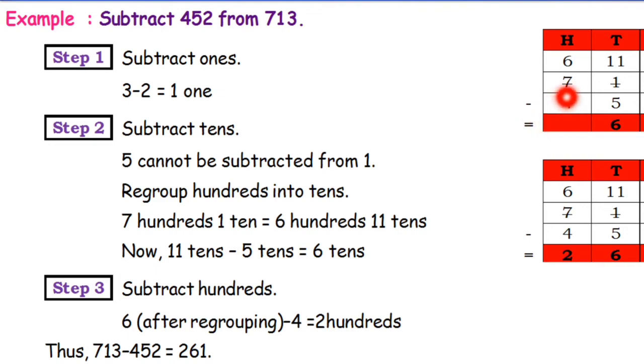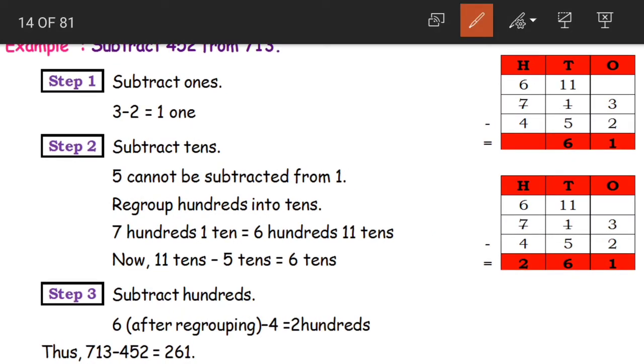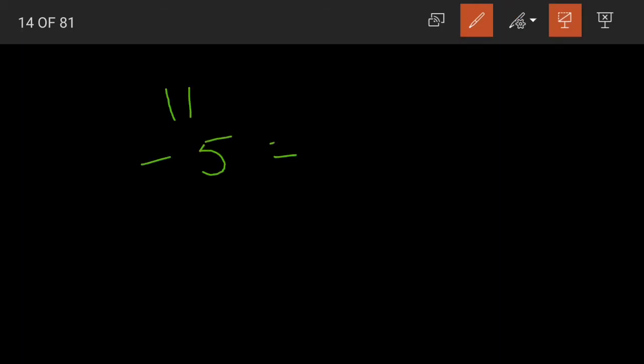Here what do we have? 7 hundreds and 1 tens. Yes, 7 hundreds and 1 tens. What will it become? 7 minus 1 is 6, and this 1 gets placed before the 1. So 1 becomes 11. Yes children, 7 becomes 6 and 1 becomes 11. Now coming to the tens place, 11 minus 5. Again we do not have 11 fingers.